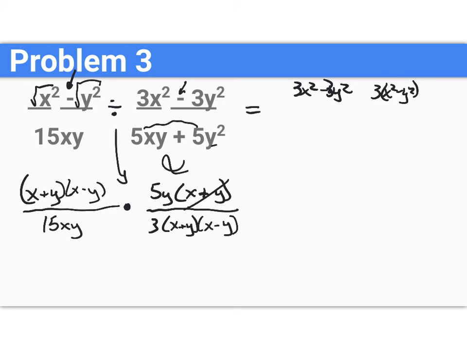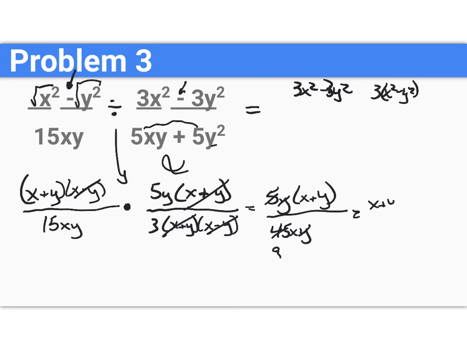Okay, x plus y crosses out with x plus y. x minus y crosses out with x minus y. I'm left with 5y times x plus y over 45xy. The y and the 5 cancel out, and I'm left with x plus y all over 9x. And so that is our last problem for this lesson.